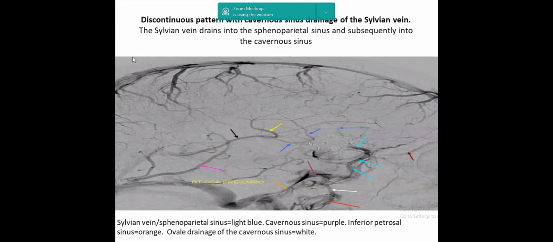So this is another anatomical variant where you can see the discontinuous pattern of the Sylvian vein with cavernous sinus drainage. This Sylvian vein mainly drains into the sphenoparietal sinus and subsequently into the cavernous sinus. If we notice a little more closely, you can see the coiling here, which was done for this patient, aneurysmal coiling.